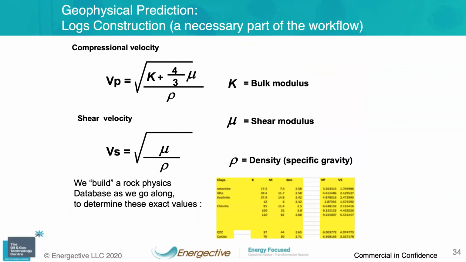Okay, our geophysical logs. So we use basic rock physics. As we're going along, we build a rock physics database of those different clays, and we arithmetically sum the VP to be made up of the percentage of that clay, the percentage of the mineral constituent and its densities and its bulk modulus and shear modulus, and we create these logs.